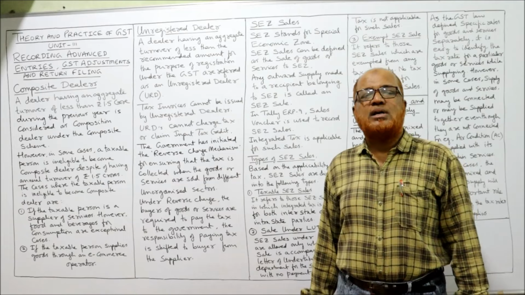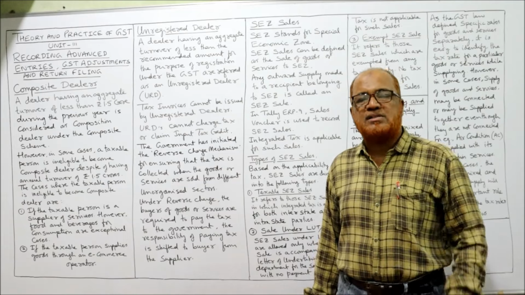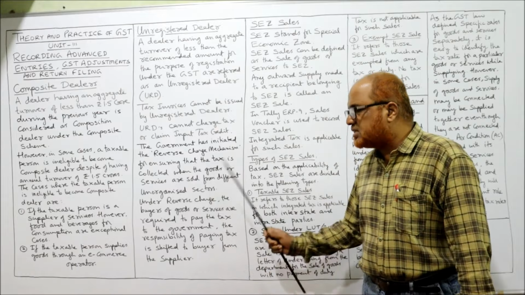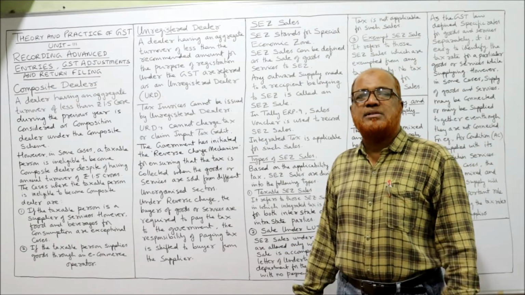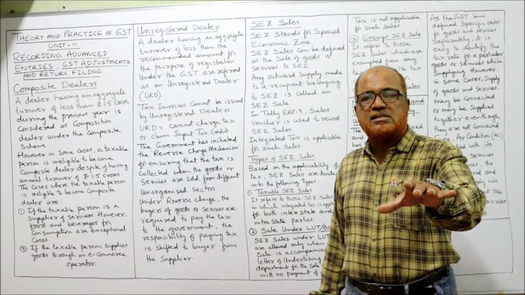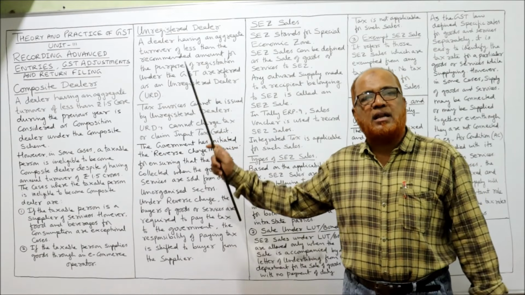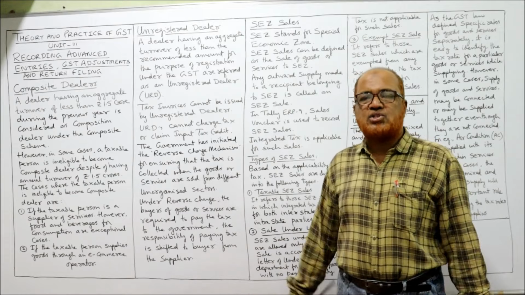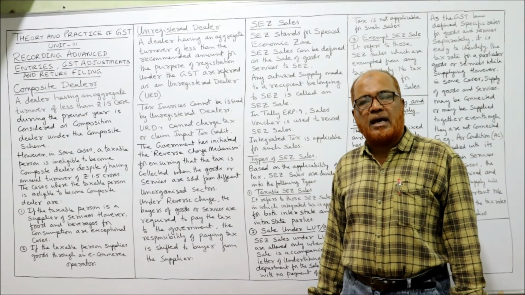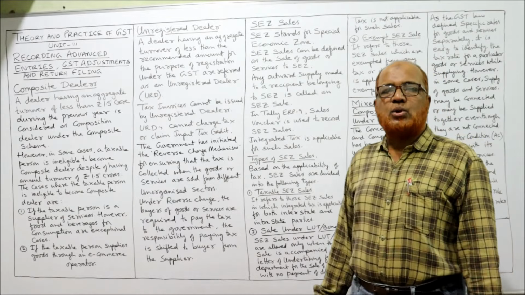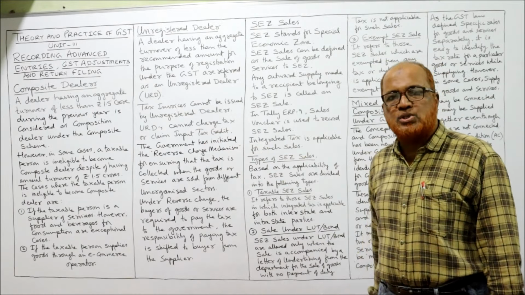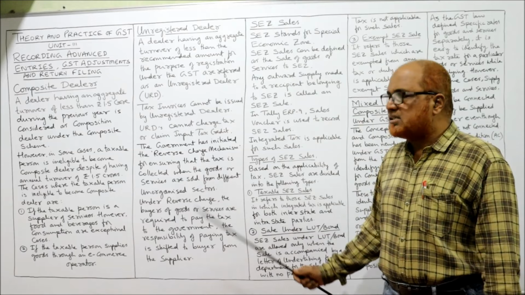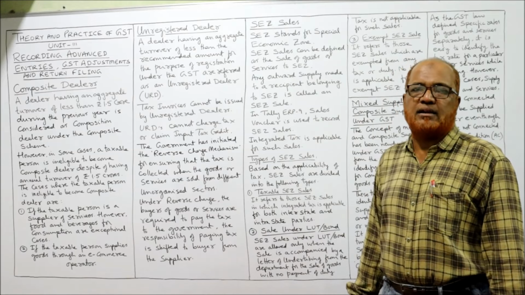This applies if the goods or services are supplied in the unorganized sector. So this reverse charge mechanism is applied particularly in the unorganized sector where most of the persons are unregistered. In that case, the reverse charge mechanism will be applied. So two concepts I have explained to you. The first concept is composite dealer and the second one is unregistered dealer.